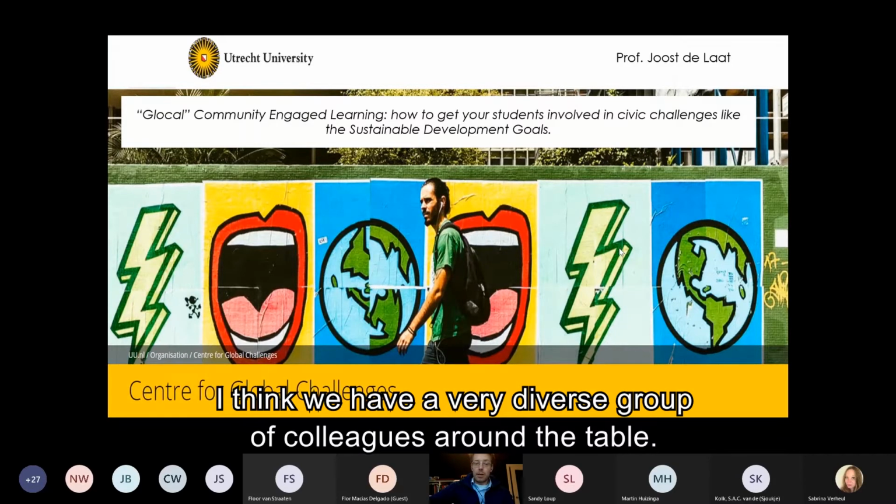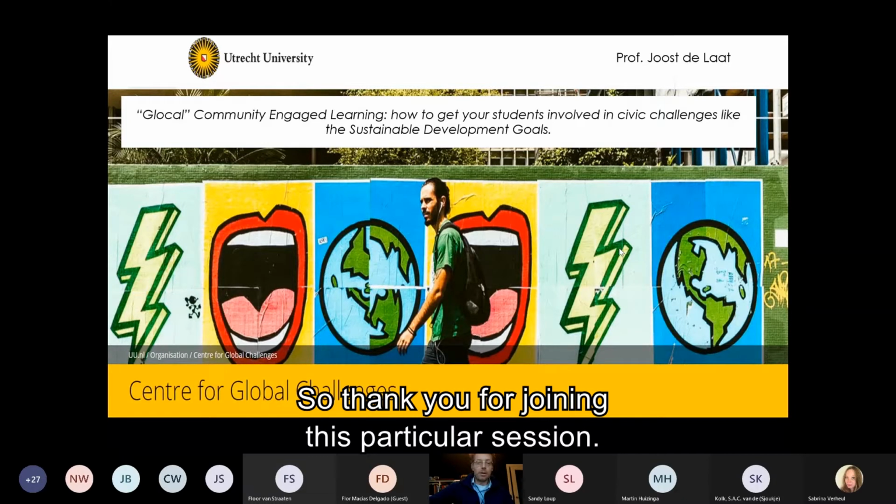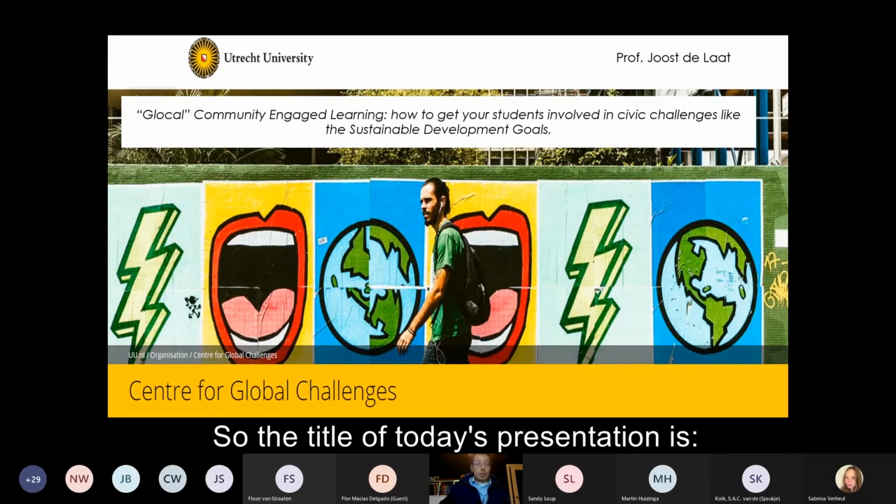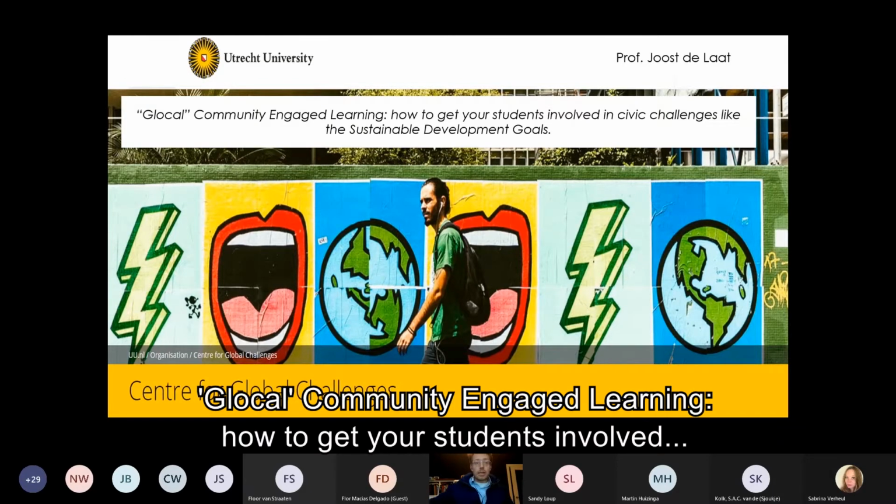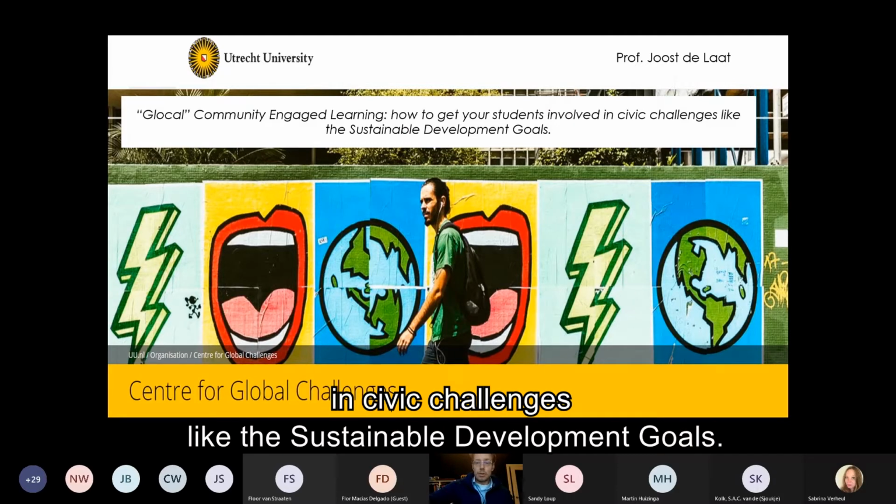I think we have a very diverse group of colleagues around the table, so thank you for joining this particular session. So the title of today's presentation is Global Community Engaged Learning, How to Get Your Students Involved in Civic Challenges like the Sustainable Development Goals.